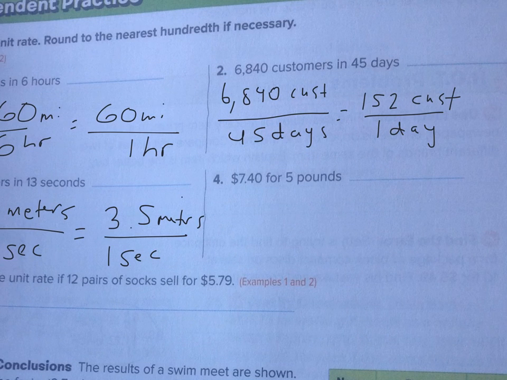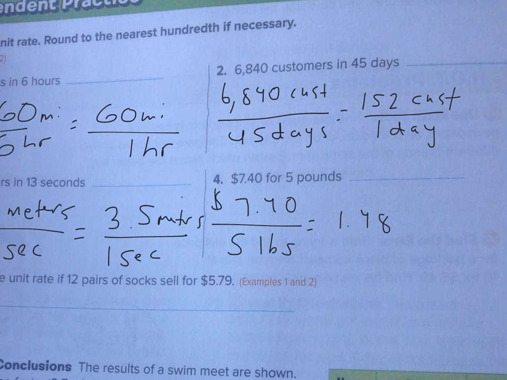To find the unit rate for number 4, we'll take $7.40 and divide that by 5 pounds. And we will end up with $1.48 over 1 pound, or $1.48 per pound.